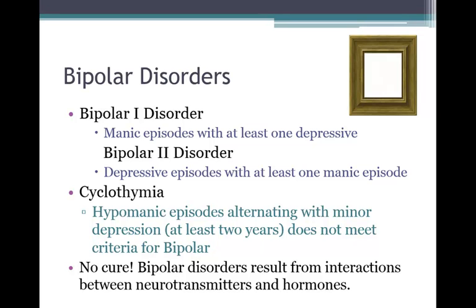So what differentiates bipolar 1 from bipolar 2 is basically bipolar 1 is that they have more manic episodes than they do depressive episodes. And vice versa, bipolar 2 is that they have more depressive episodes than they do manic episodes. Okay?